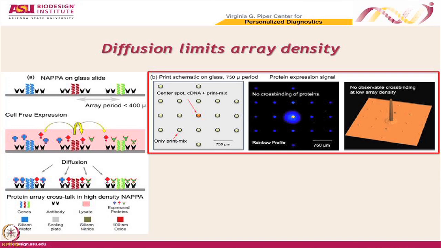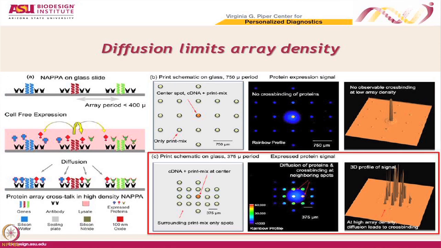And what you see is that, in fact, there's a little bit of spread around the spot, but it doesn't really reach over to these neighboring spots. And this is a three-dimensional plot of that intensity. So very strong intensity at the main feature, almost no signal at the neighboring area. So in standard NAPPA, this is really not a big problem, okay?